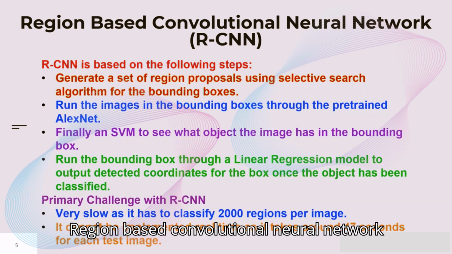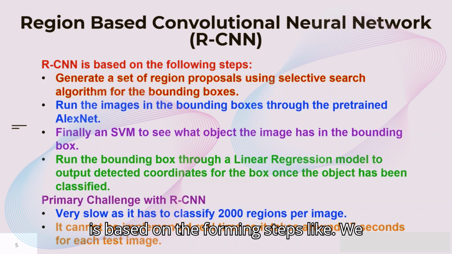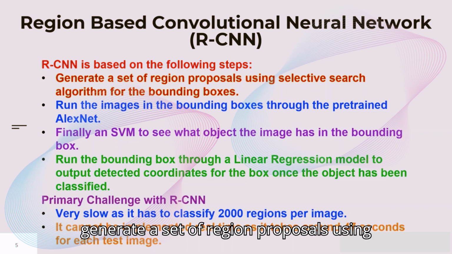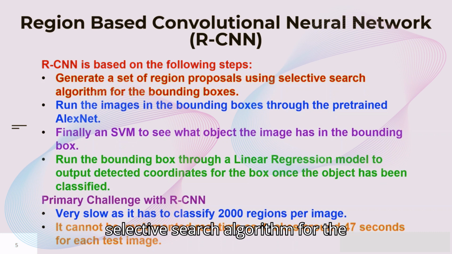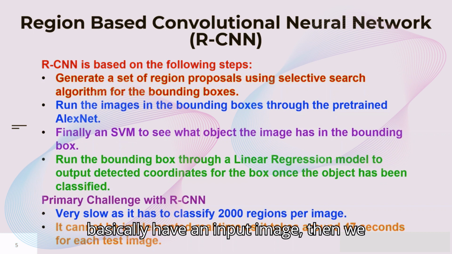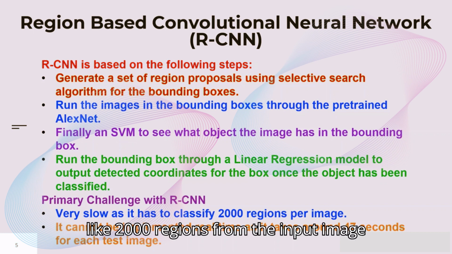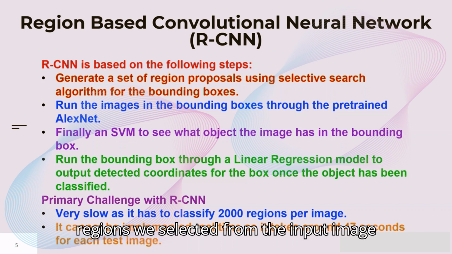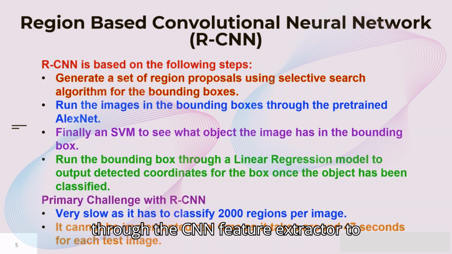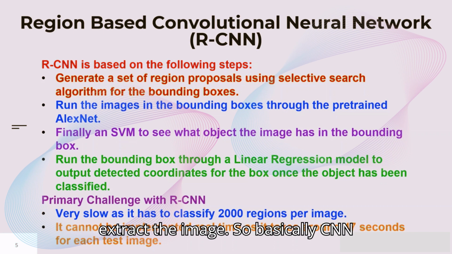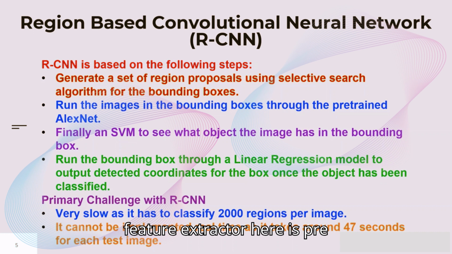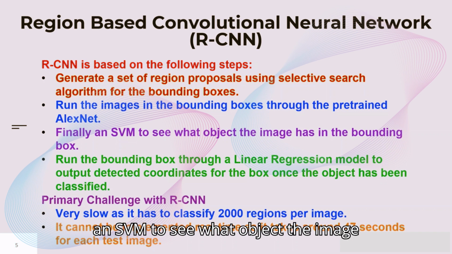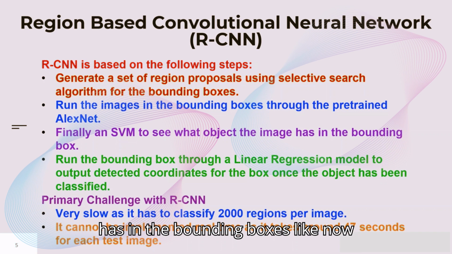The region-based convolutional neural network is based on the following steps. We generate a set of region proposals using the selective search algorithm for the bounding boxes. We have an input image, then we select 2000 regions from the input image, and then we pass these 2000 regions through the CNN feature extractor to extract the image features. The CNN feature extractor here is a pre-trained AlexNet. Then we have an SVM to see what object the image has in the bounding boxes.